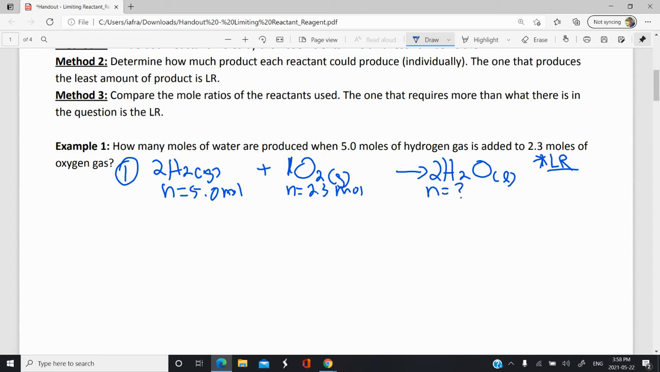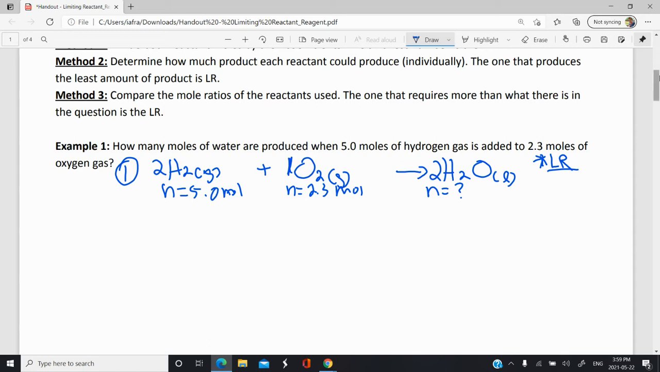Are you going to use the ratio between oxygen and water, or are you going to use the ratio between hydrogen and water? The one that you need to use is the one that will lead you to predict exactly what can be made, which is the limiting reactant. If you use your excess reactant, it will give you an overestimate of what you can make, which will be incorrect. So our first step is going to be to find the limiting reactant here.